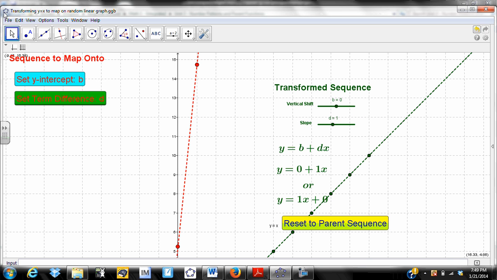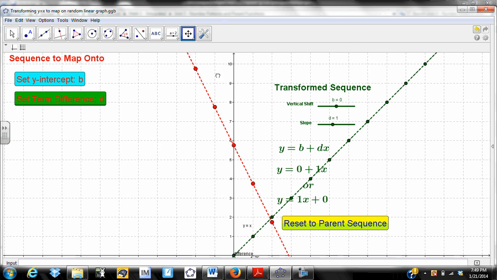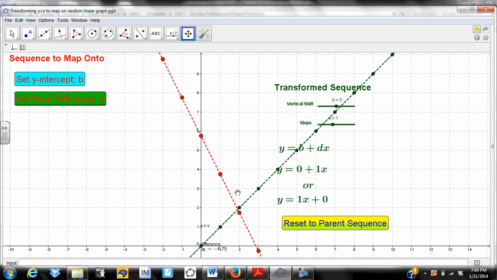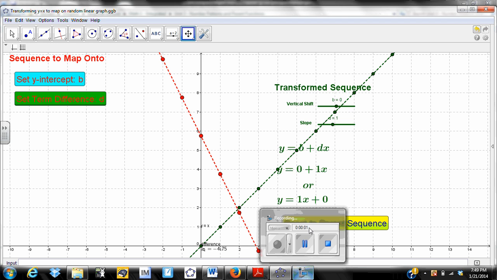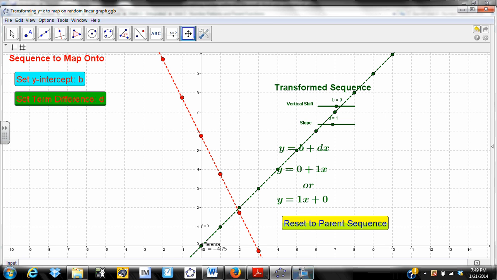Okay, so a cool app here to just randomly create a sequence that students need to analyze and talk about transforming the parent function to map onto this red random function. So a nice way to work with linear equations and graphing.